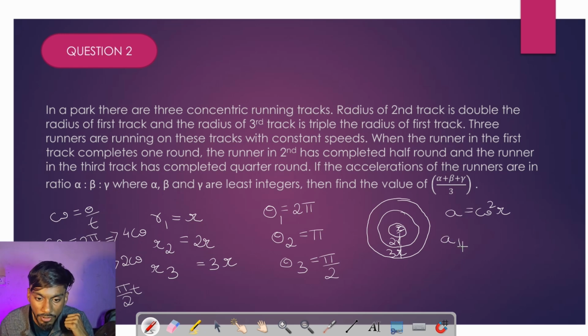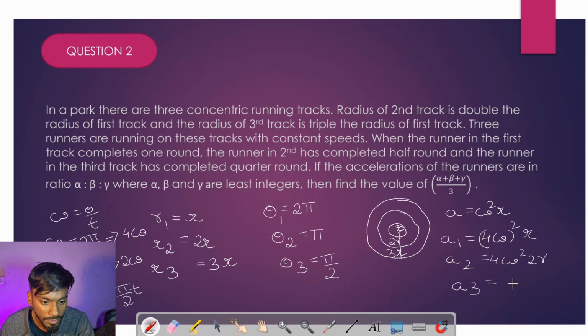So a1 is equal to 4 times omega whole square times r, and in the next case a2 is equal to 2 times omega whole square, that is 4 omega square times 2r. At the same time a3 is nothing but omega square times 3r, right? Now if I take the ratio of a1 to a2 to a3, I get 16 is to 8 is to 3.